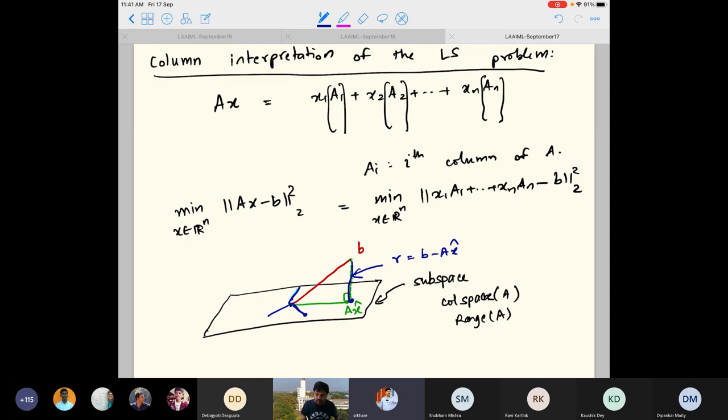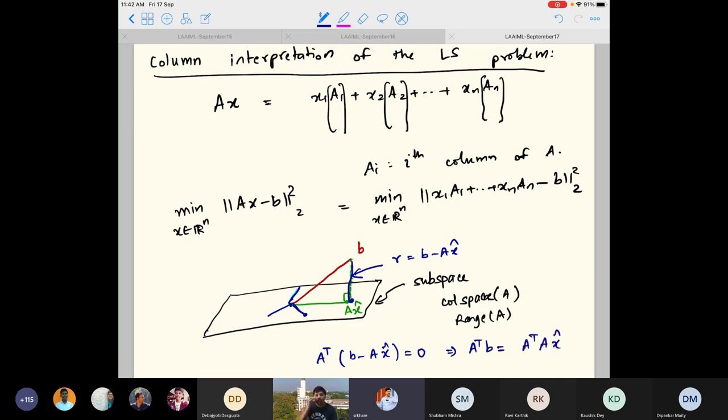So the condition that you get is that every column of A should be perpendicular to this B minus Ax hat. So the inner product of one column of A with R should be equal to 0, right? So in particular, A transpose times (B minus Ax hat) should be equal to 0, right? So that is the condition that you get. And what does this tell you? This tells you that A transpose B is equal to A transpose A x hat.